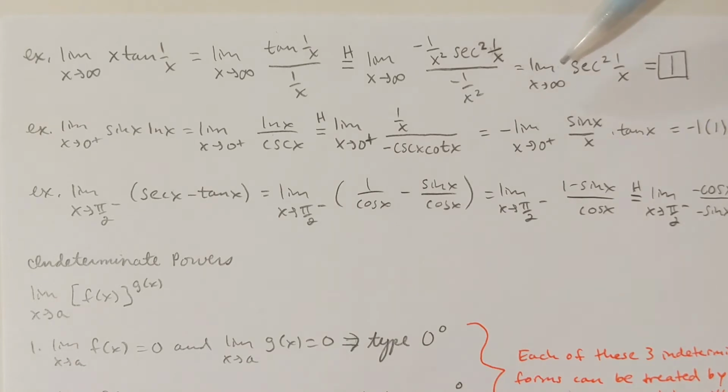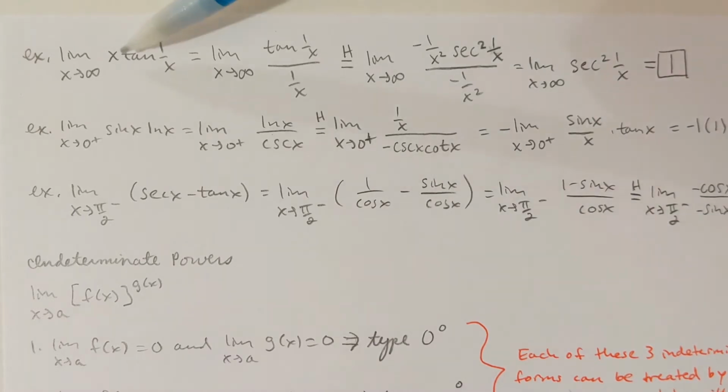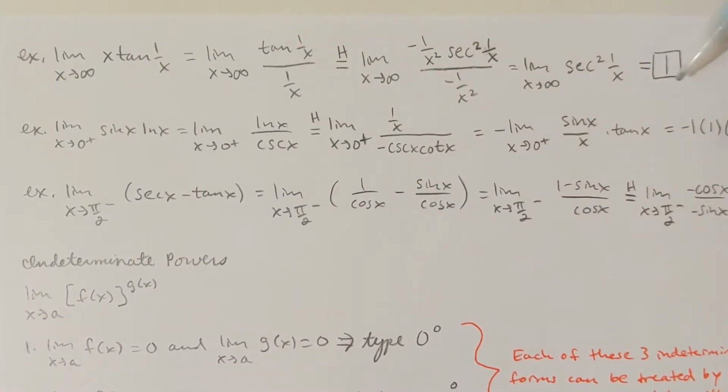And the limit as x approaches infinity of secant squared of 1 over x. Well, the limit as x approaches infinity of 1 over x, that's 0. Secant of 0 is 1, right? Because cosine of 0 is 1. Secant of 0 would be the same as 1 over cosine of 0. 1 over 1 is 1. Yeah, so if I would have said 0 here, it would have been wrong, right?